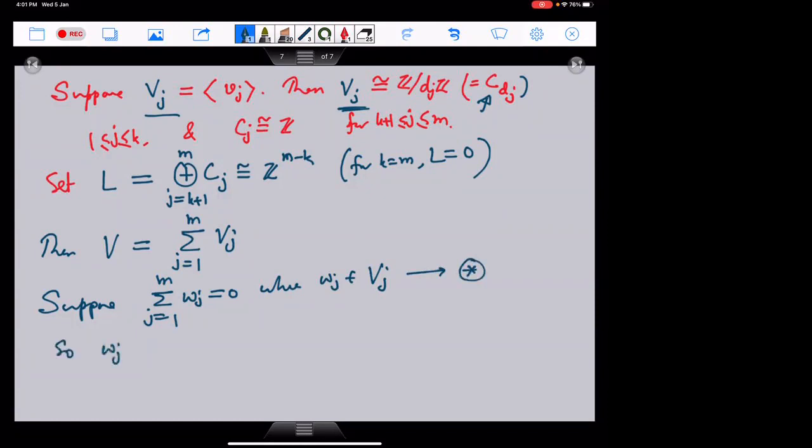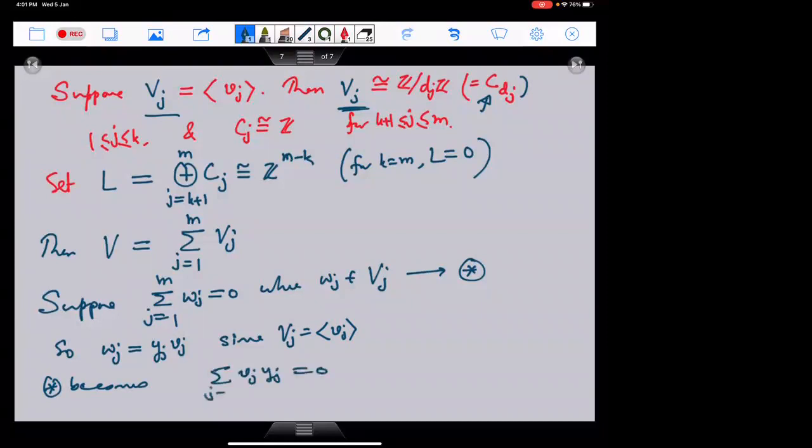What I know is that this Wj is Yj vj, since Vj is generated by small vj. So every element is a multiple of vj. So star becomes summation vj Yj equals 0, j equal to 1 to m, which can now be thought of as B, with generating elements v1, v2, vm in B, multiplied to the column Y, and this is 0.